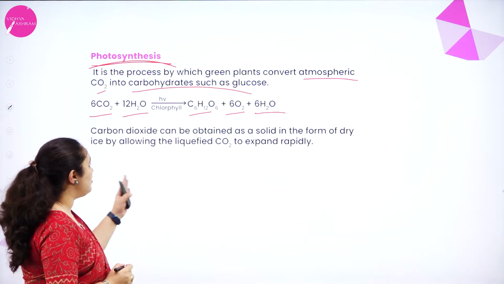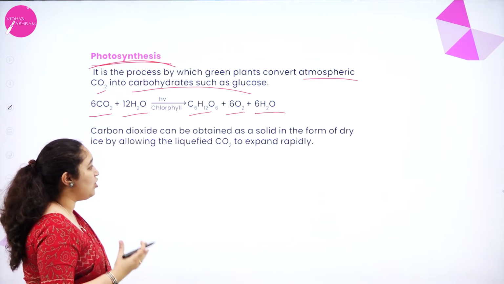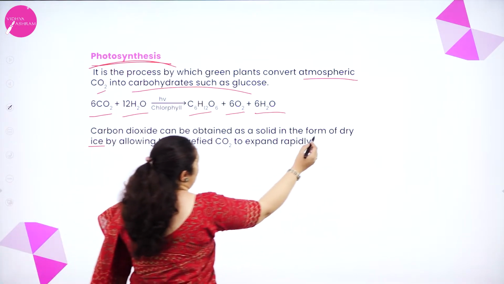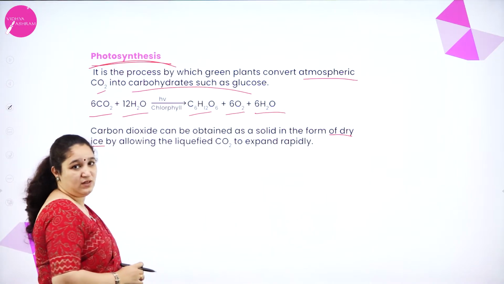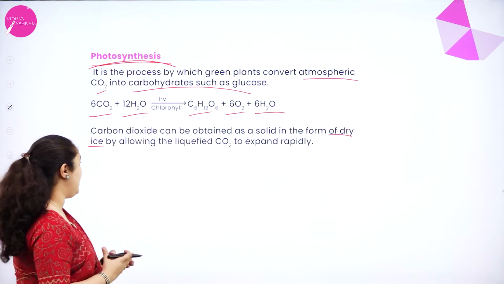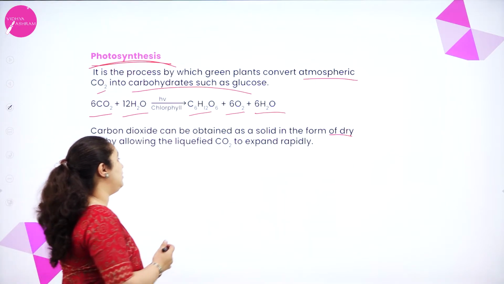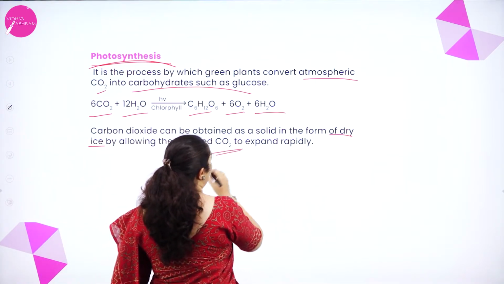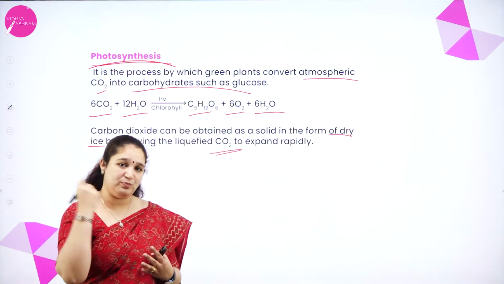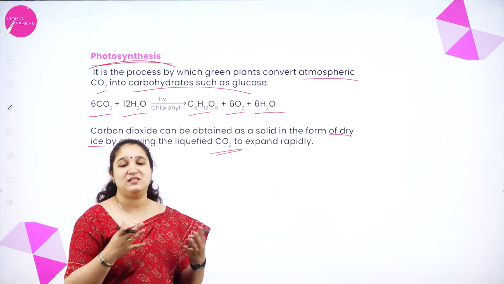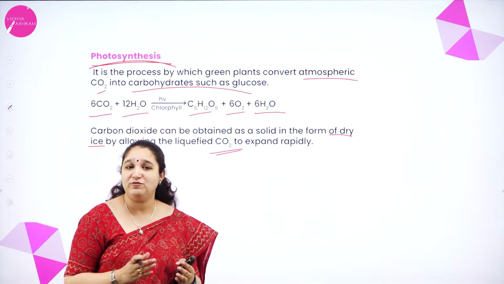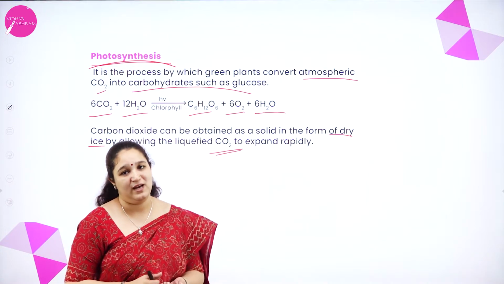Thus, carbon dioxide can be obtained as a solid in the form of dry ice. So these are all in the gaseous state what we learned. If you want it in the form of a solid, it is there as dry ice. By allowing carbon dioxide to liquidify and expand rapidly. First you put pressure, liquidify, then expand rapidly, you get dry ice. That is the solid form of carbon dioxide.